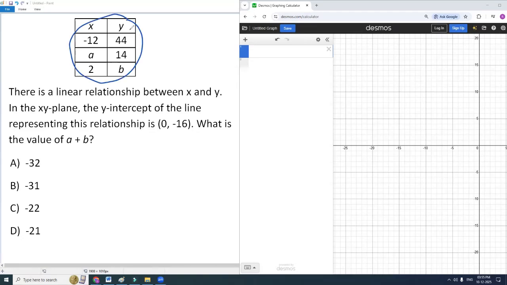Here we have a table of values for x and y. There is a linear relationship between x and y. In the xy plane, the y-intercept of the line representing this linear relationship is (0, -16). What is the value of a + b?